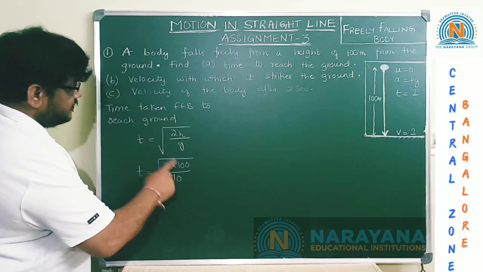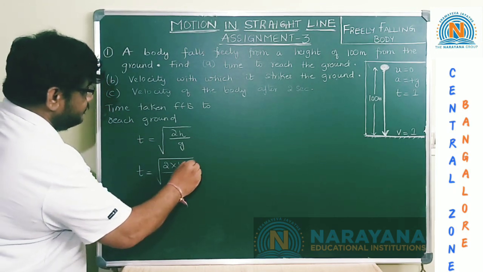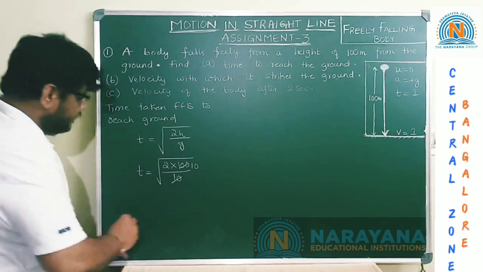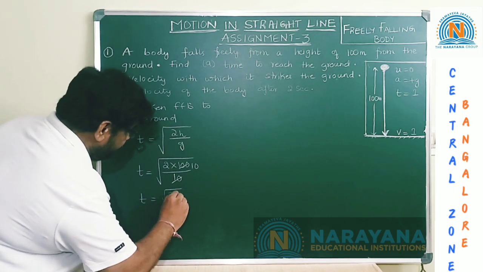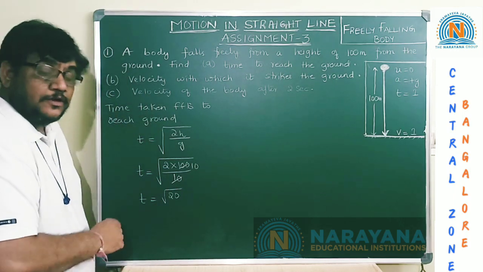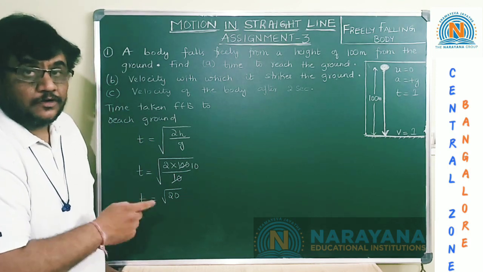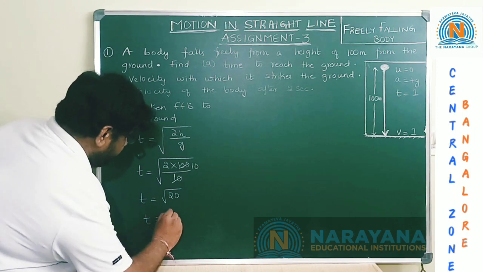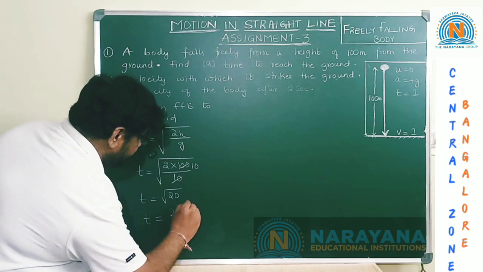So 10 will cancel 100, 10 times. 10 into 2 is 20. So t = √20. You can write 20 as 4 into 5 under root. Root 4 is 2. So the time taken is 2√5 seconds.